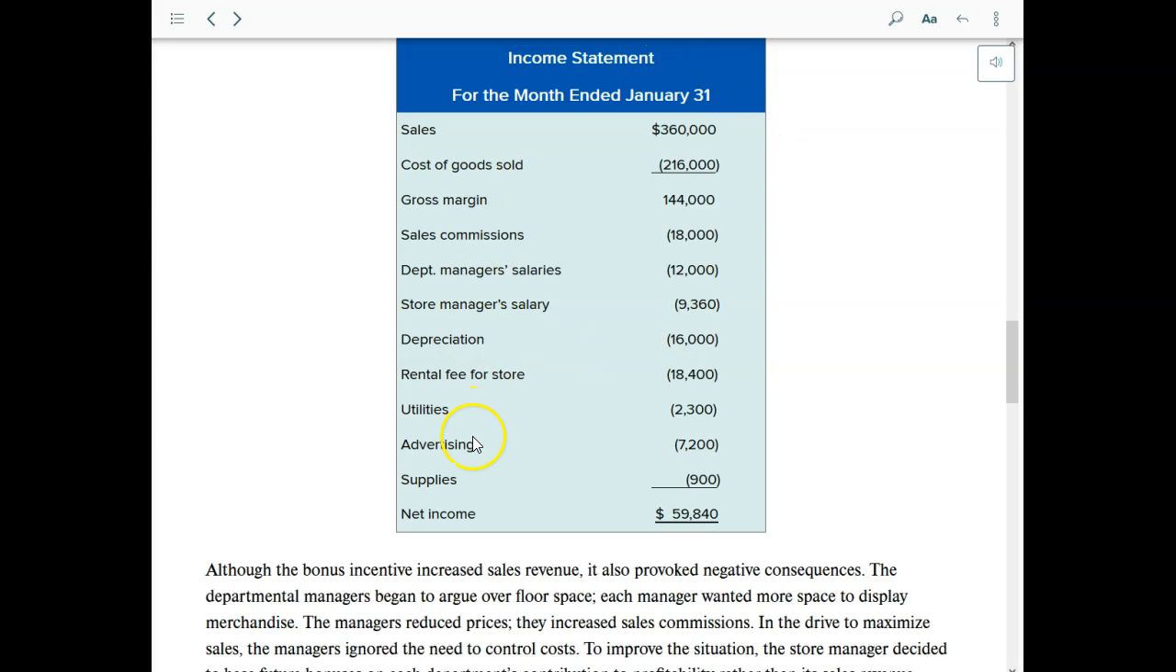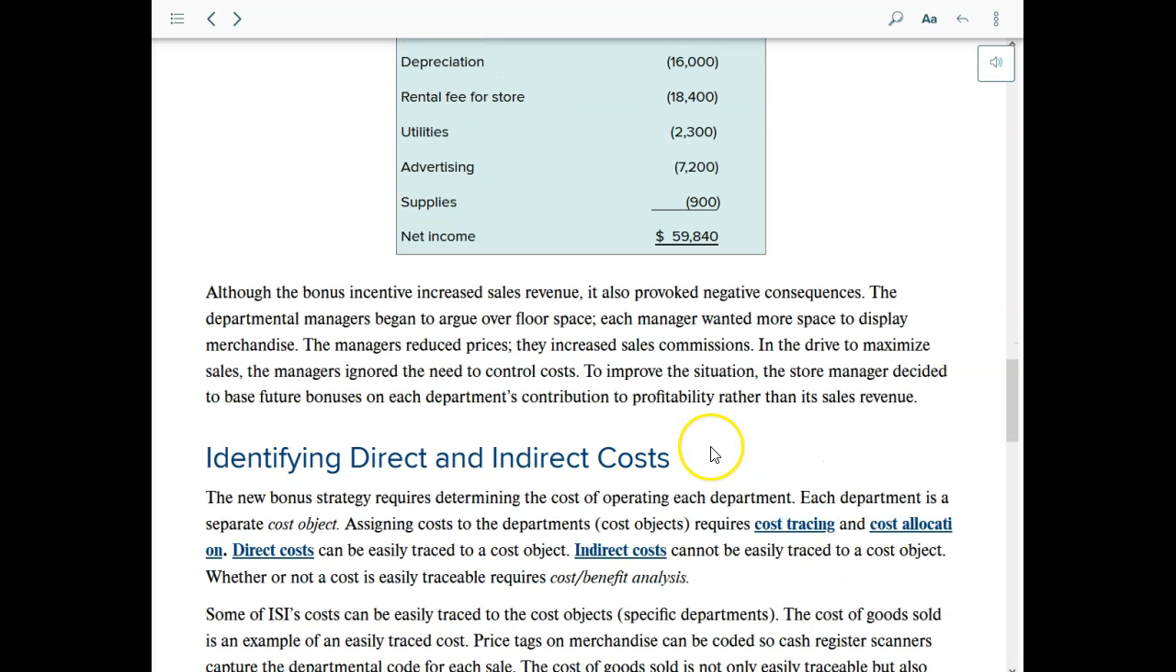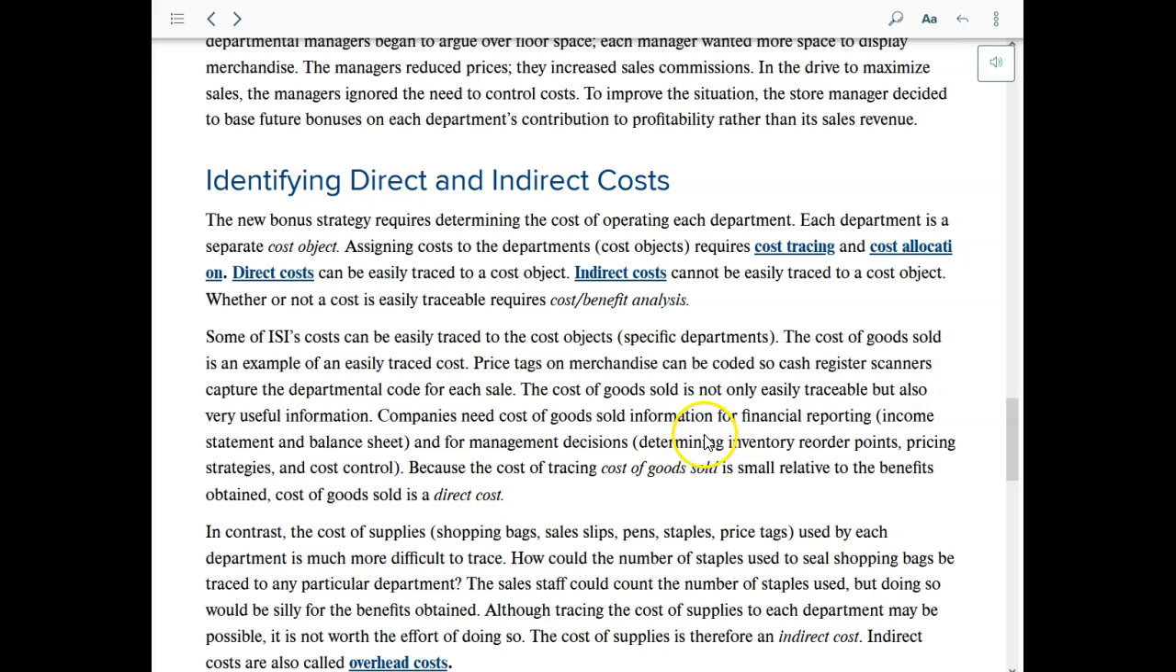So here's the income statement. I might refer back to this from time to time, but we're going to see all these numbers again over the next couple of pages. The first thing we need to do is to identify direct cost versus indirect cost. Direct costs are much easier to trace and apply to a certain department than indirect cost. The direct costs will be the ones that only affect that department.